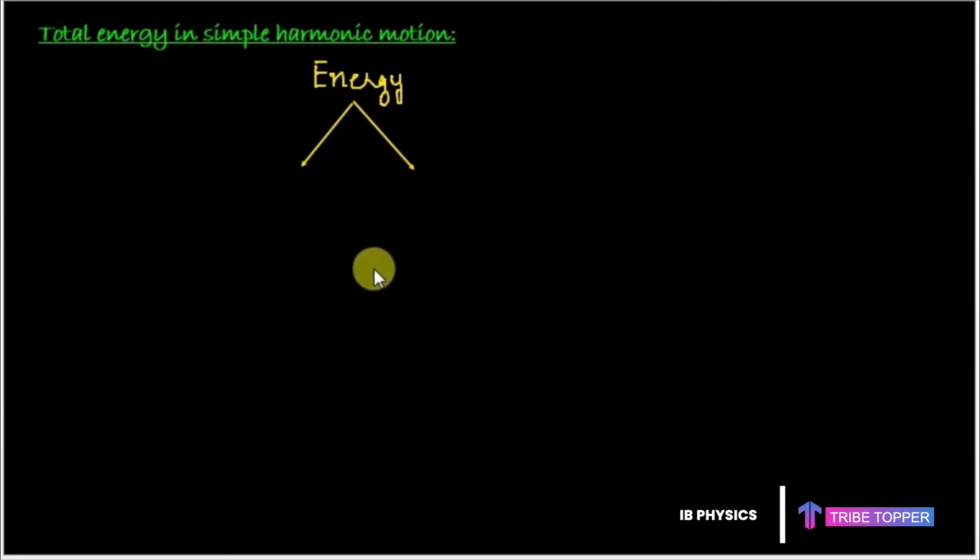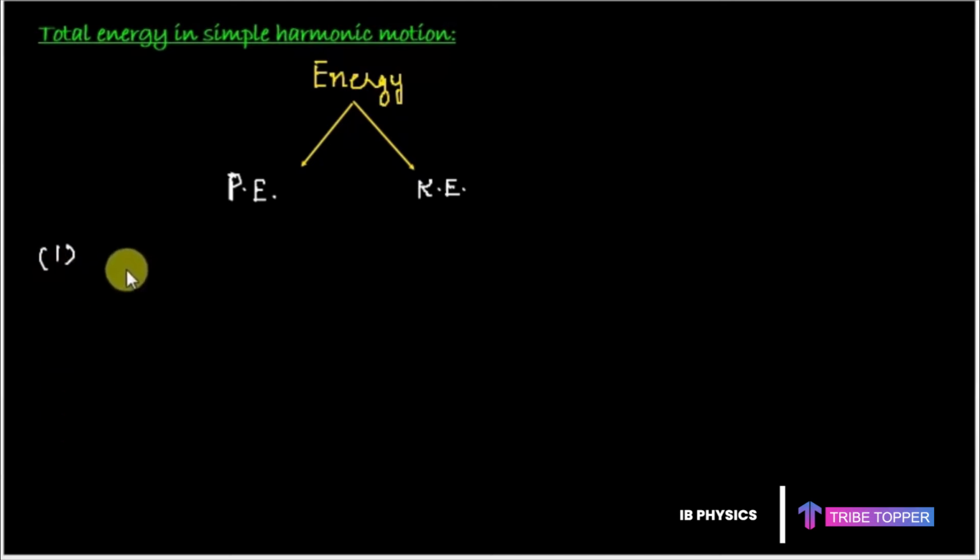Now first of all, a particle which is executing a simple harmonic motion possesses two types of energy, and they are the potential energy and the kinetic energy. Now we have to prove that the sum of them remains constant. So first let's calculate the potential energy in simple harmonic motion.